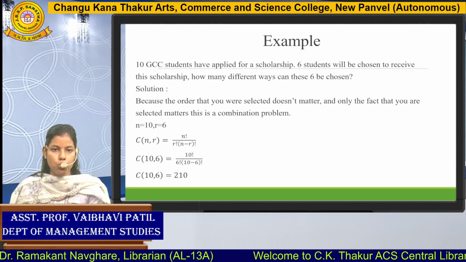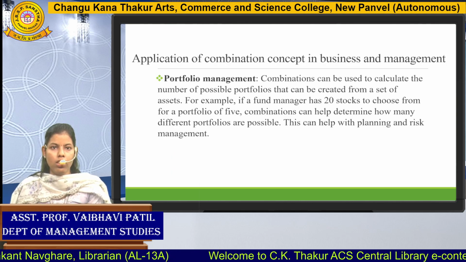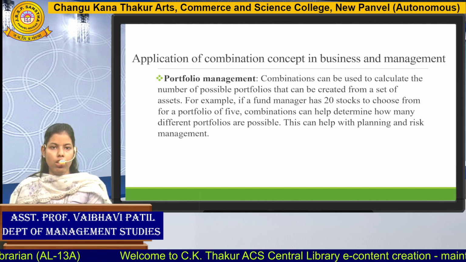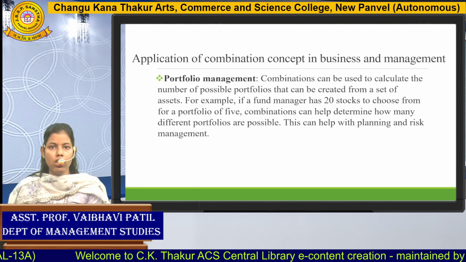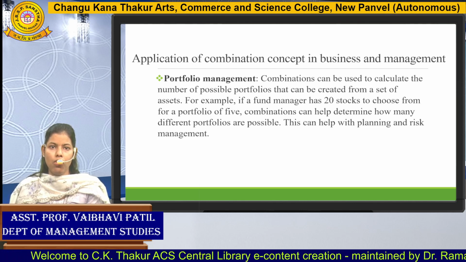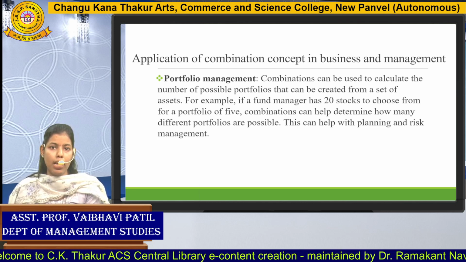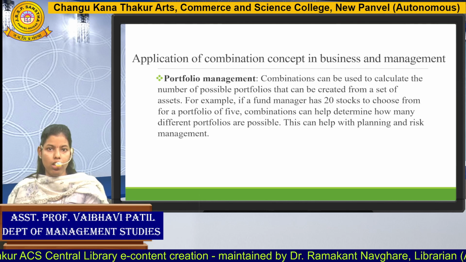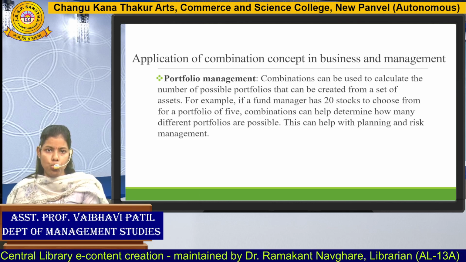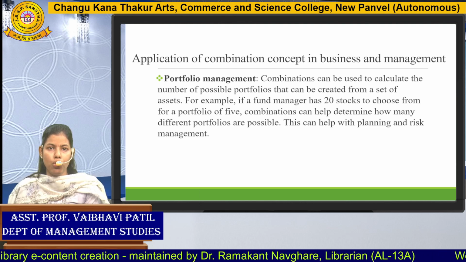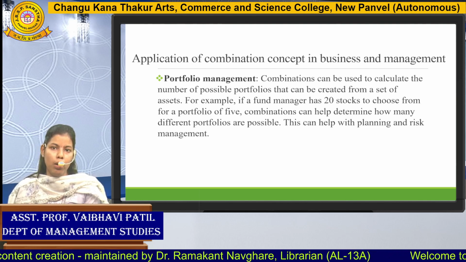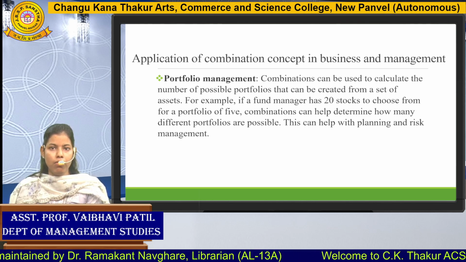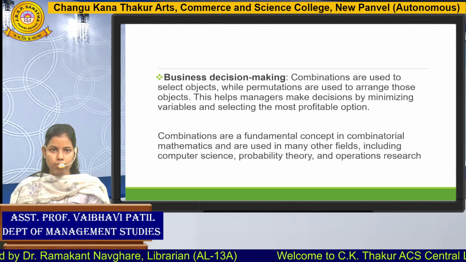Total number of ways is 210. Okay. Next is the application of combination concepts in business and management. First is portfolio management. Combination can be used to calculate the number of possible portfolios that can be created from a set of assets. For example, if a fund manager has 20 stocks to choose from for a portfolio of 5, combination can help to determine how many different portfolios are possible. This can help with planning and risk management.